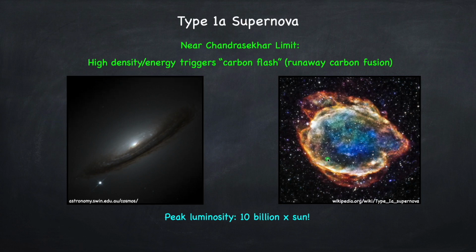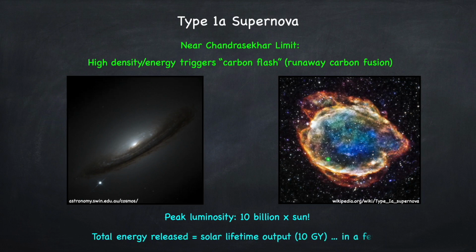This image on the right is what is left over after the type 1a supernova. So this is just the white dwarf that's been blown apart into this large cloud of material, and there is nothing left in the center. The total amount of energy released by this explosion is about the same as the total amount of energy released by the sun over its entire lifetime, which is about 10 billion years. And all of that energy is released in a period of just a few months. So this is a truly spectacular explosion, and you don't want to be next to it when it goes off.